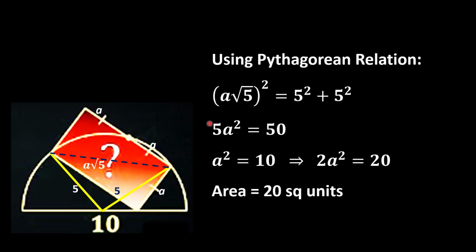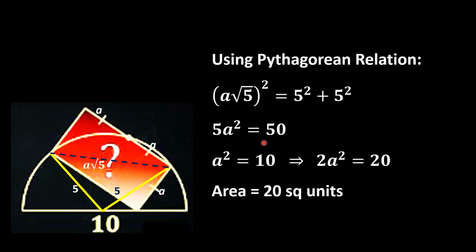Now the remaining part is very easy. Pythagoras theorem. The hypotenuse is the diagonal a root 5, and the two legs, the radii, are 5 units each. So using Pythagoras rule, (a root 5) whole square equals 5 square plus 5 square. Squaring a root 5 whole, that will be 5a square, and 5 square is 25, so 25 plus 25 is 50.